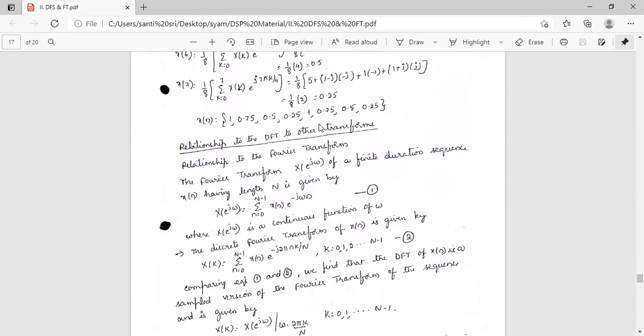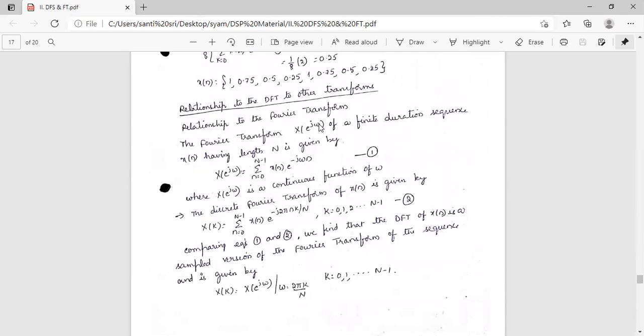Next, we will see the relationship of the DFT to other transforms. How this DFT, discrete Fourier transform, is related to other transforms. Okay. See, first of all, we will see the relationship to the Fourier transform.